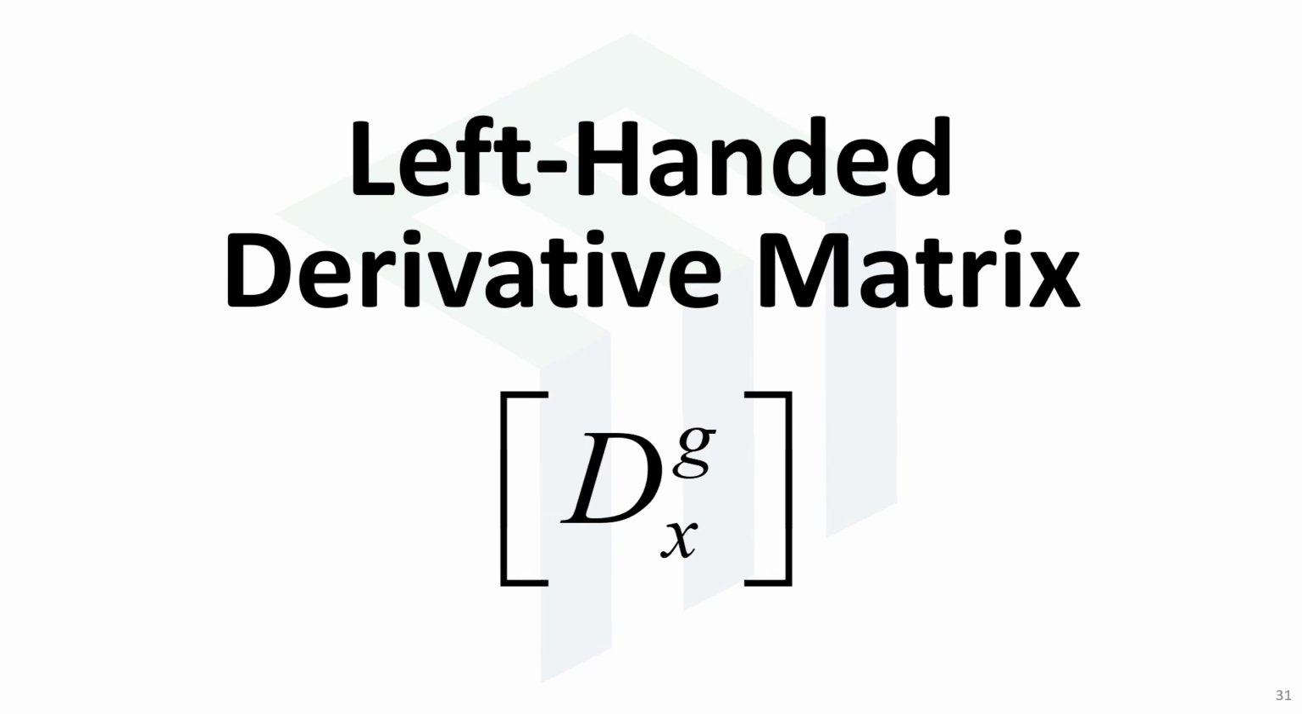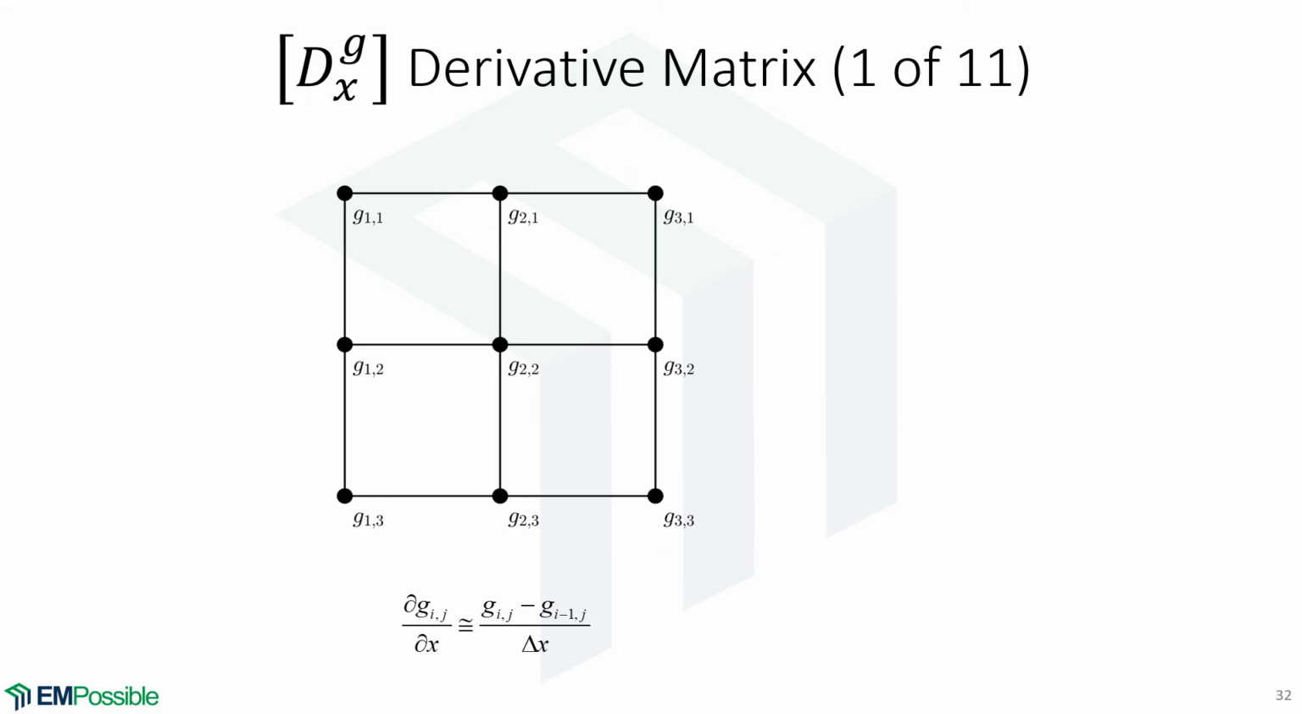Left-handed derivative matrix dxg. Here, we are calculating a derivative with respect to x, but now of a function g. And the staggering for f and g is different. And we can see that in the finite difference equation that we're using. Remember what it was for f. It was f from the next cell minus f from the current cell. Now, if we look at our finite difference for g, it's g in the same cell minus g from the previous cell. And that's accounting for the staggering.